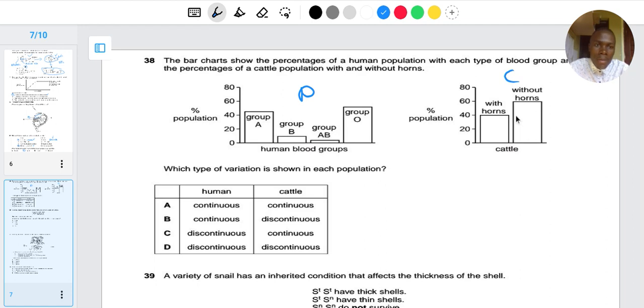Someone can be light in complexion, someone can be dark in complexion. So you can or you can't have. That is continuous variation. So what type of variation is shown in each population? For the human population, we're talking of this, that is discontinuous variation, and that is discontinuous variation. So the answer is going to be C.